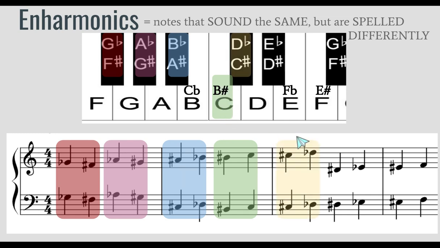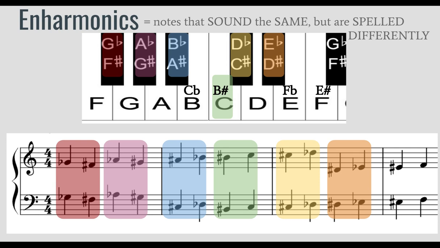Moving on to the next one, we would have C sharp and D flat. Again, they sound exactly the same, but they're spelled differently. Next, we would have D sharp and E flat. Here's what they sound like. Or in the bass clef. And in the treble clef, as written on the staff.